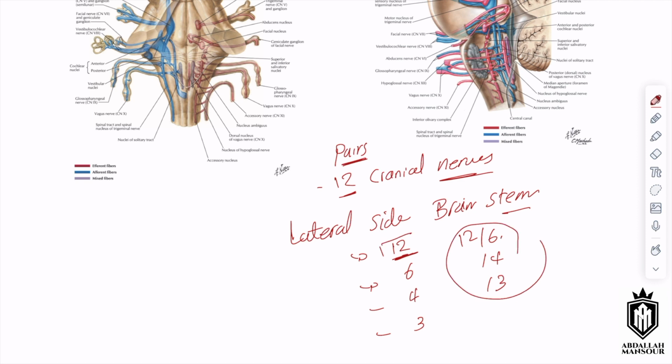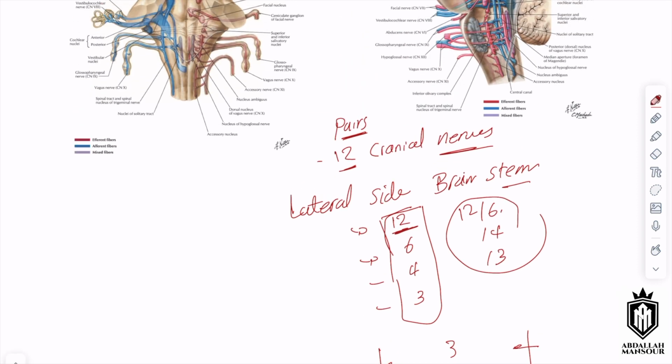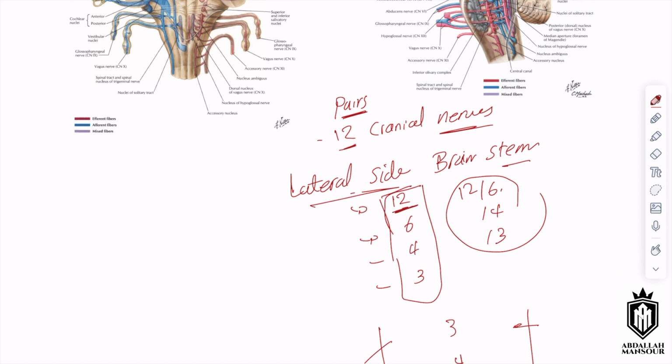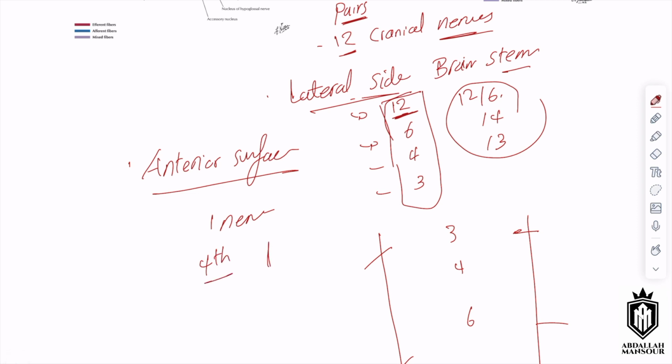So apart from those 4 cranial nerves, which come from the midline. For instance, if this is the brainstem, cranial nerve number 3, 4, 6 and 12 nuclei will be in the midline, but otherwise the others come from the lateral surface of the brainstem, and that will be clear in a minute. The other thing about the pairs of cranial nerves is that all of them arise from the anterior surface of the brainstem, apart from only one nerve, the 4th cranial nerve, which is called the trochlear nerve.